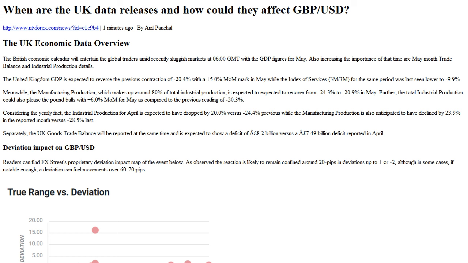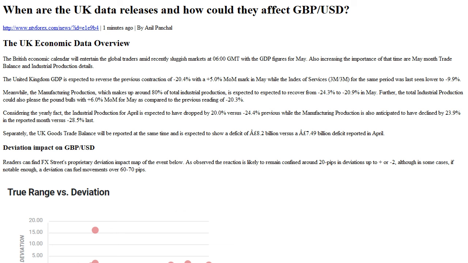The British economic calendar will entertain the global traders amid recently sluggish markets at 0600 GMT with the GDP figures for May. Also increasing the importance of that time are May month trade balance and industrial production details. The United Kingdom GDP is expected to reverse the previous contraction of 20.4% with a 5.0% MOM mark in May, while the index of services 3M for the same period was last seen lower to 9.9%.